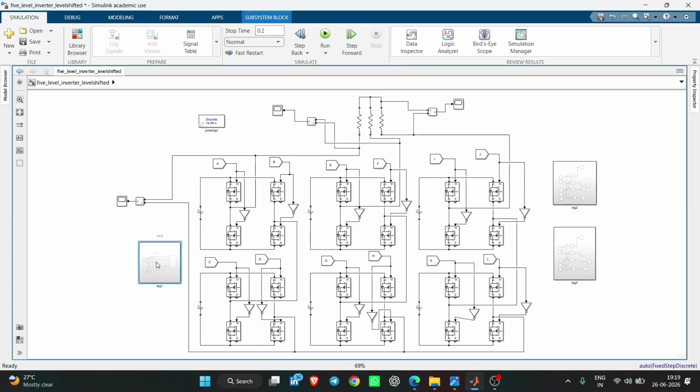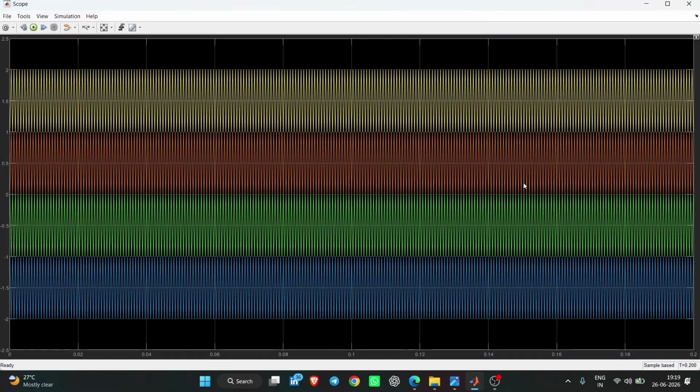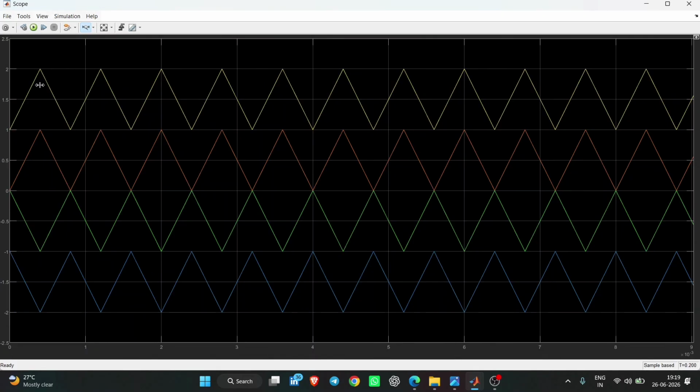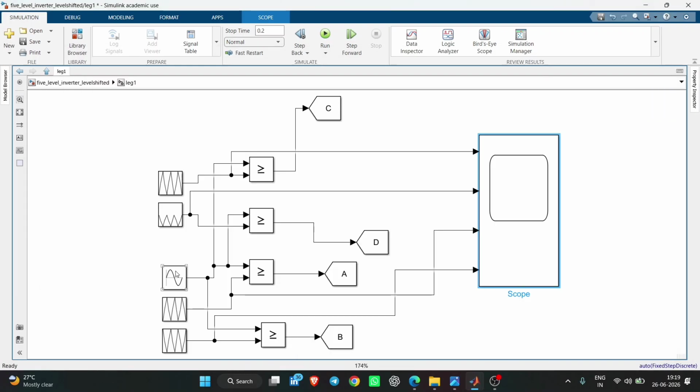Okay, if you see the switching pulses, how the switching pulses are coming. So these are your switching pulses. Okay, this is level shifted. Okay, understood how the PWM will look? Okay, and why I have given 2 sinusoidal.